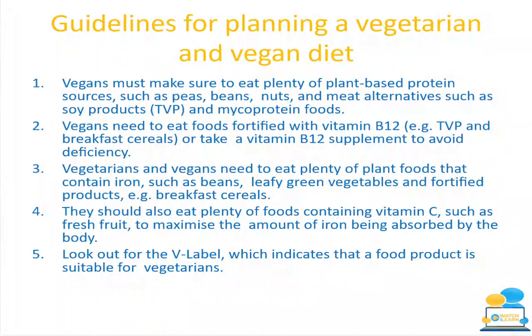So you're looking out for the V label. So this is telling you that it is suitable for vegetarians. And because vegetarianism and veganism is becoming more of a popular diet, you will see that label extensively throughout shops like Tesco, Aldi, Lidl and Dunnes. Specifically, you will see it a lot in Tesco. Whereas maybe 5 years ago you wouldn't, you'd have to go looking for it.